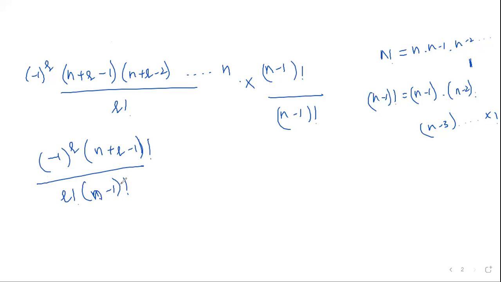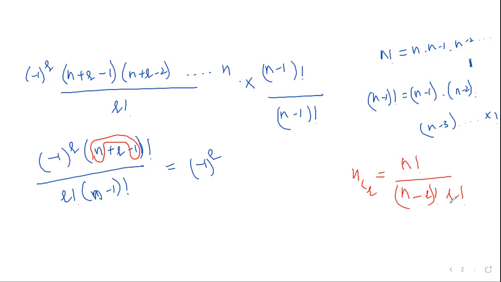Now this can be written as minus 1 power r. If I consider n minus 1 as one term, then n minus 1 plus r can be taken as n minus 1 plus r factorial. Now if you want to define what nCr is, nCr is written as n factorial by n minus r factorial into r factorial.